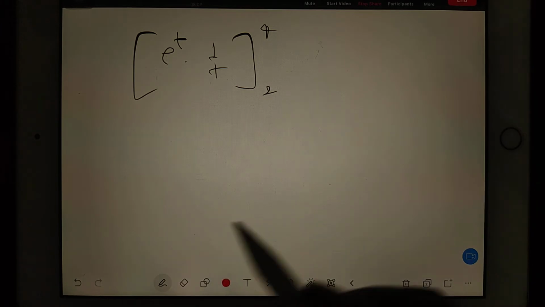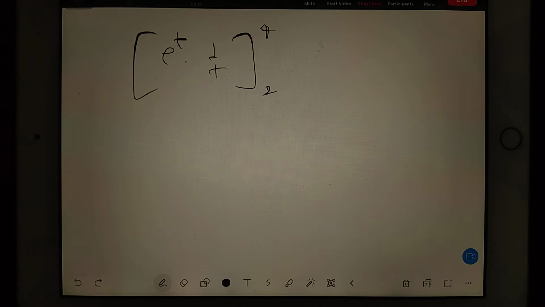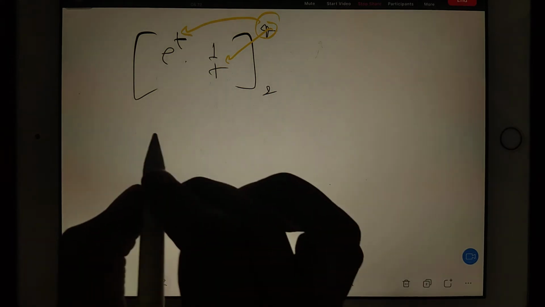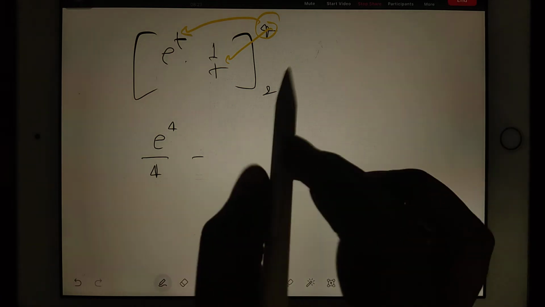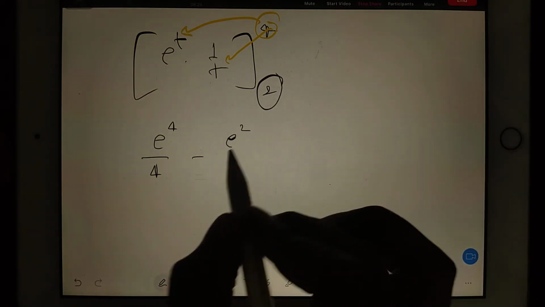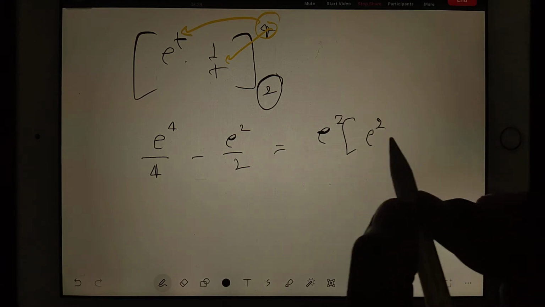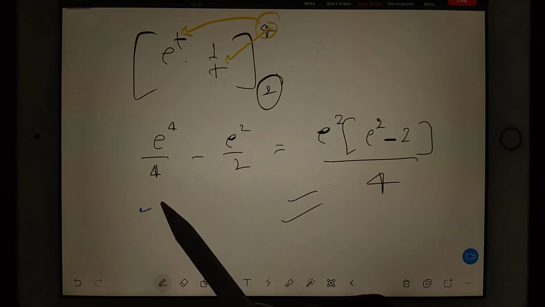In a hurry, some students may change the variable further, t in terms of x, but we have already changed the unit, so we have to take care of all these things. Substitute 4 here and here, so you can see this is e power 4, then divided by 4, then minus this 2 also, you substitute at the same location, e power 2 by 2, so you can write this as e square minus 2 by 4. This kind of format can come as an optional question, or this kind of format may come, so be careful.